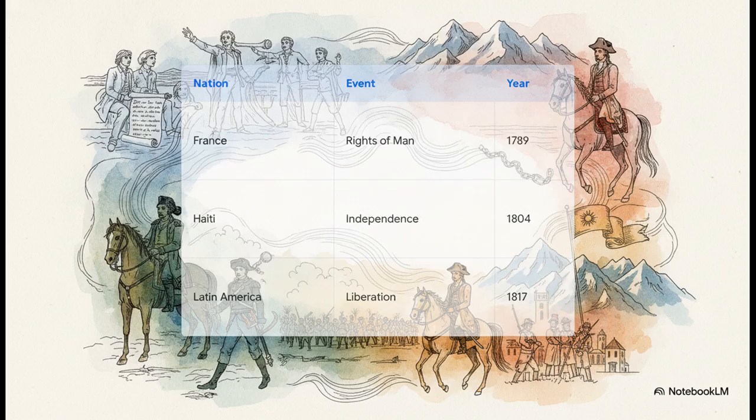Over in Haiti, Toussaint Louverture led an uprising starting in 1791 that became the only successful large-scale slave rebellion in history. And in Latin America, leaders like Simón Bolívar and José de San Martín actively cited American ideals to liberate their nations from Spanish colonial rule.